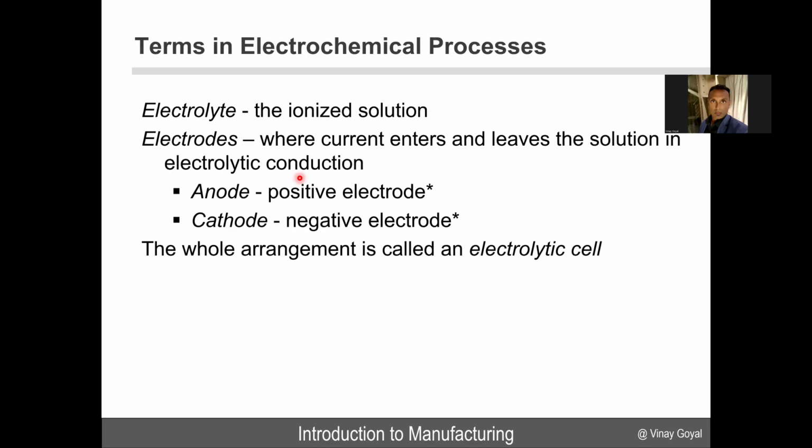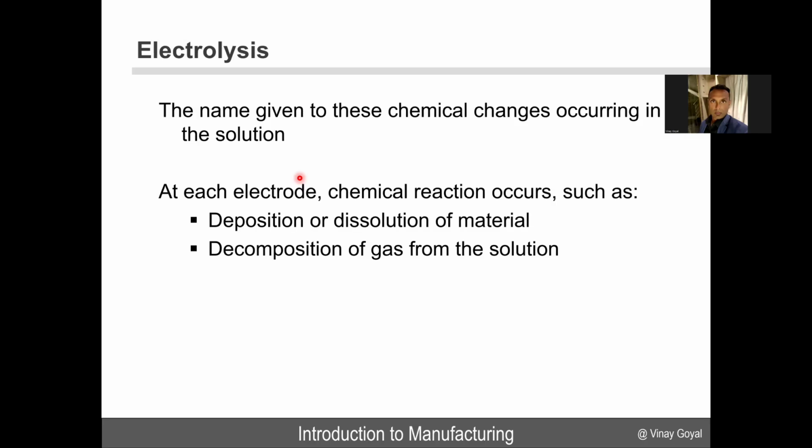So you have electrochemical processes. One is the electrolyte. That term means ionized solution. You have the electrode, where current enters and leaves the solution in an electrolytic conduction. For both of those, you have the anode, the positive electrode, and the cathode, the negative electrode. The whole arrangement is called an electrolytic cell. Okay. So electrolysis is the name given to these chemical changes occurring in the solution.